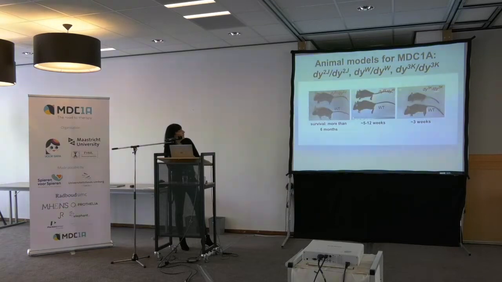The DY3K mouse is the most severely affected mouse. As you can see here, it has a very short lifespan. The median survival in our colony is about 3 weeks. And the DYW is another mouse model. They also develop a very severe muscular dystrophy, but they live slightly longer compared to the DY3K animals. They live around 5 to 12 weeks.